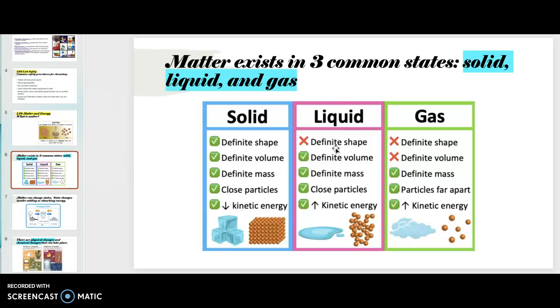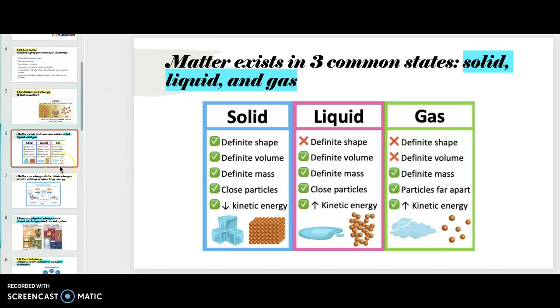Liquids do not have a definite shape. They do have a definite volume, mass. The particles are sort of close together, but not as close together as a solid. Example would be water. And then you have gas. Does not have a definite shape, does not have a definite volume, but it does have a definite mass, and the particles are spread far apart in the container. An example of this could be when water evaporates. You could think about clouds, etc.